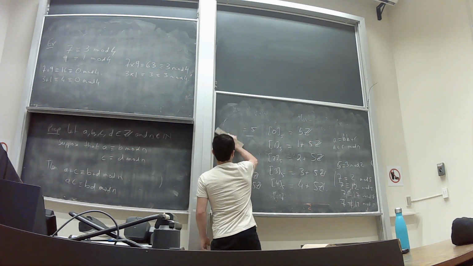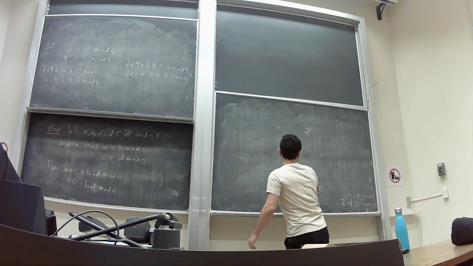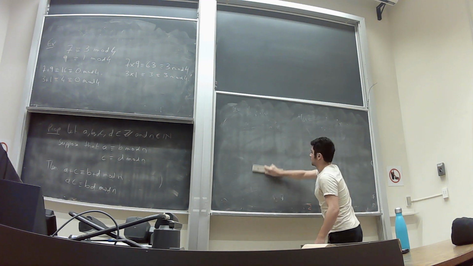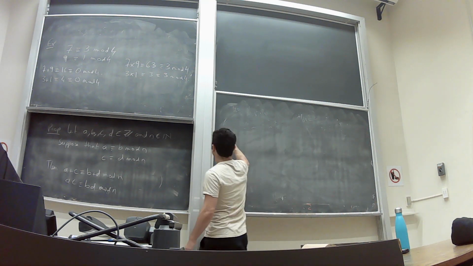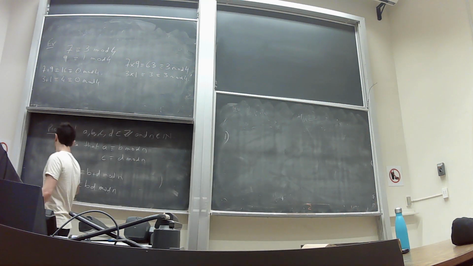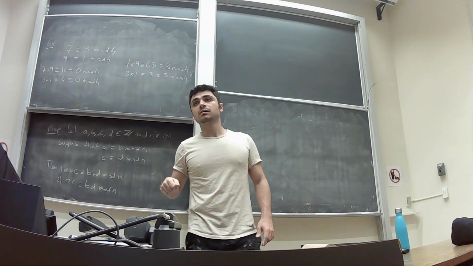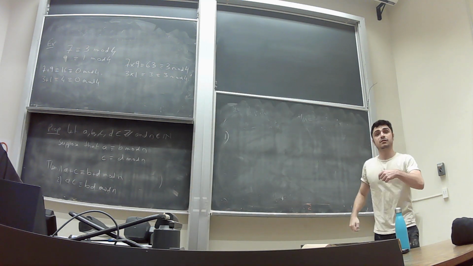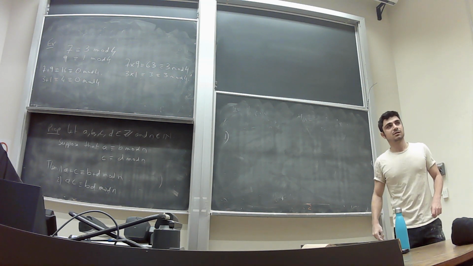Now, how do I show these statements? How do I prove these? You use the divisibility notation. A minus B divides n? N divides A minus B. Oh yeah, sorry, not the other way around. N divides A minus B.